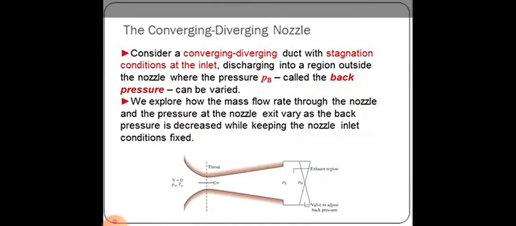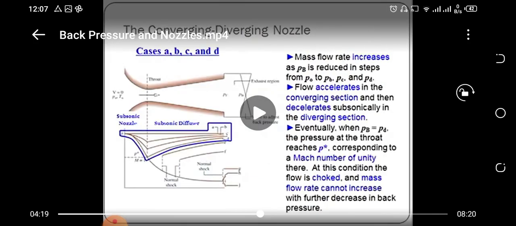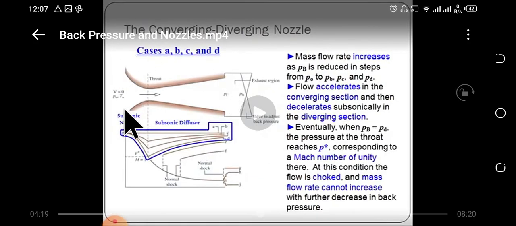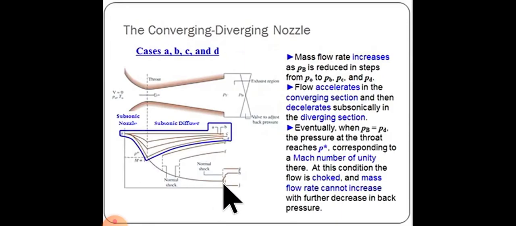Yes. This is the converging-divergent nozzle. This is basically the graph which we want to produce. This is the distance, the x distance. This is the pressure values.